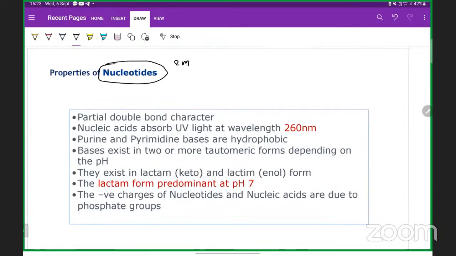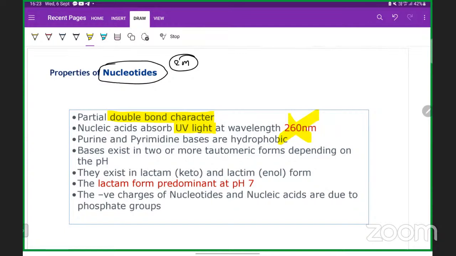This can be asked as a 2-mark question for you guys. How are nucleotides present? These nucleotides will have a partial double bond character. I will highlight it. Please make sure these points are never forgotten in your life. So, partial double bond character. All your nucleotides and nucleic acids will absorb UV light. The nucleic acid absorbs UV light.